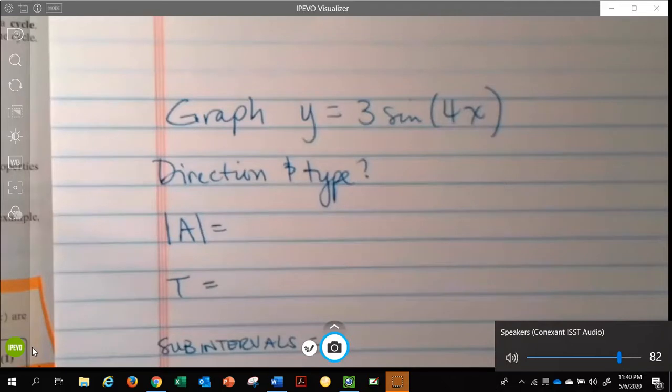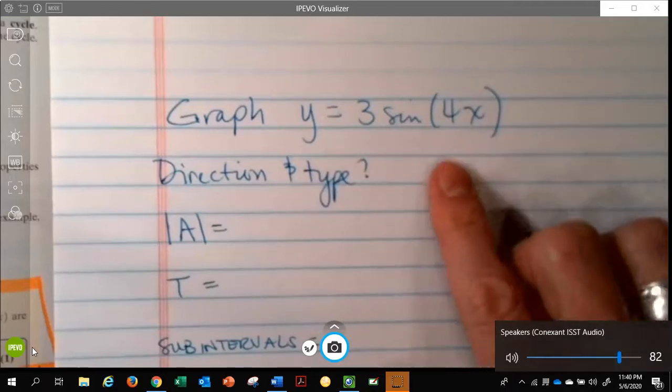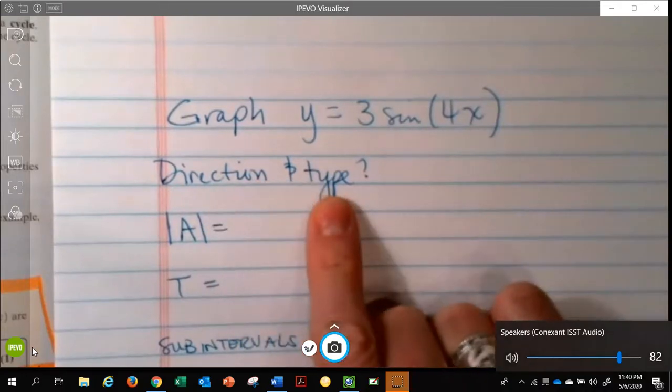I just wanted to jump in here and throw in about what he's doing, a little bit different, just to hear my voice and be able to explain to you what I'll be looking for on the test. And so when it asks us to graph y equals 3 sine of 4x, I always like to ask, what's the direction and what type are we dealing with?